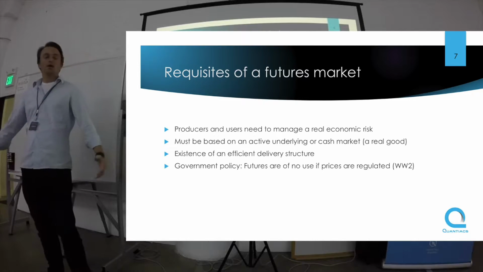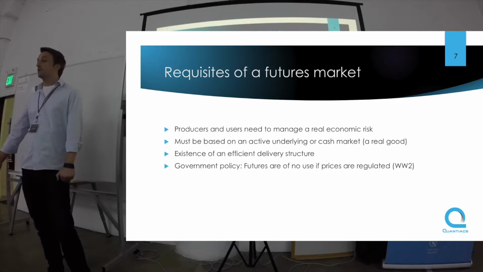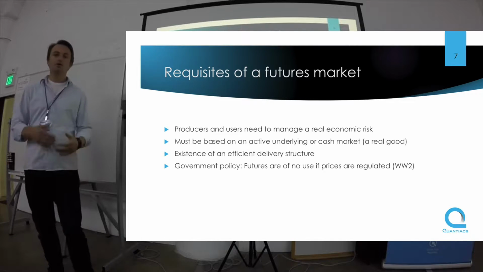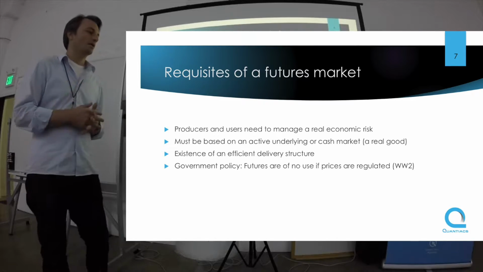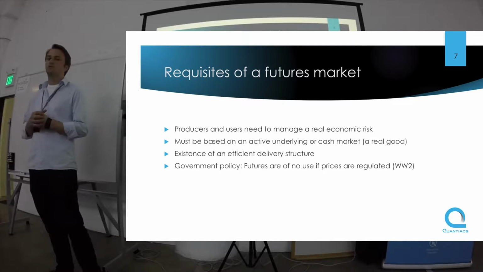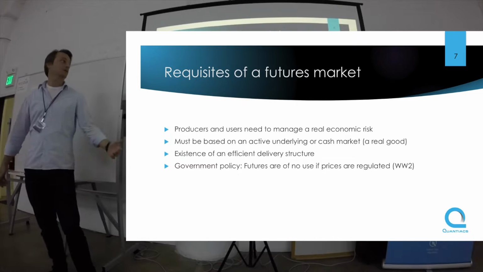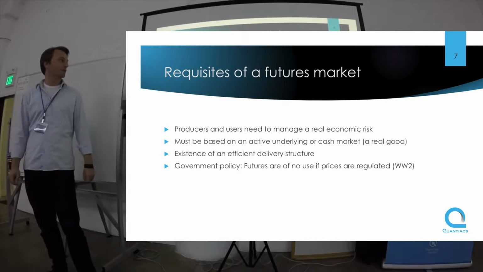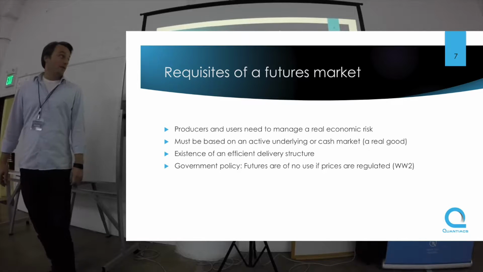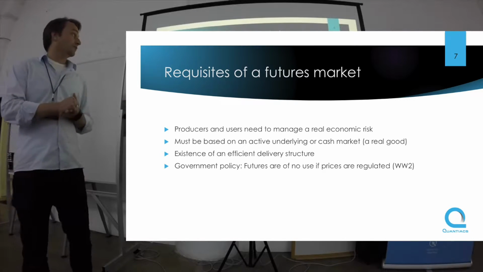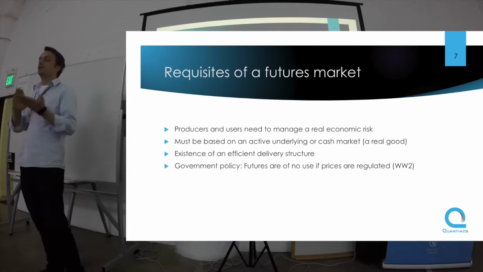And the producers need to manage risk with it. So that's again how futures originated. Agricultural commodities, farmers needed to manage the risk, wanted to lock in prices, and that's how the first futures appeared in Chicago, by the way. Yeah, active underlying market, and of course the existence of an efficient delivery structure.